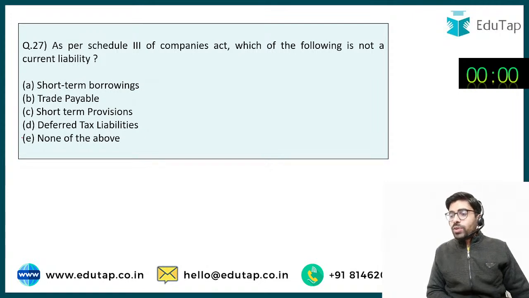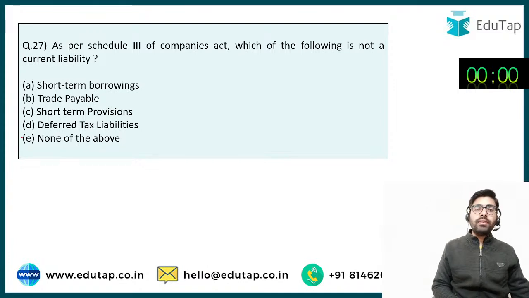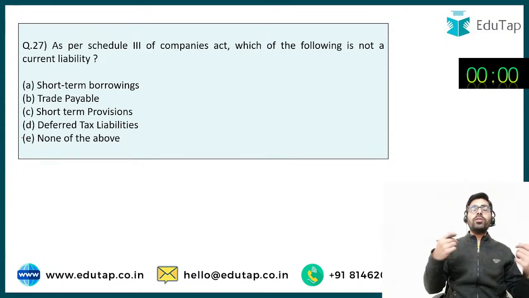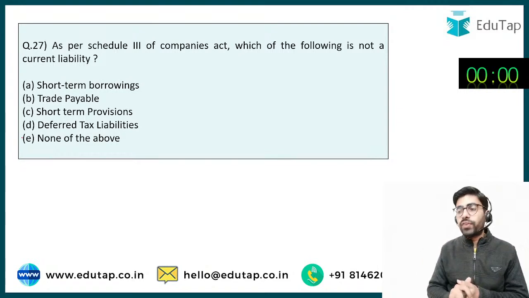Operating profit ratio and operating ratio. Nisha, operating ratio talks about operating expenses and operating profit ratio talks about the operating profit. So that is the difference.